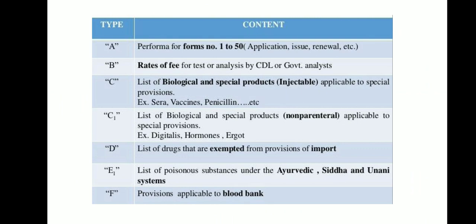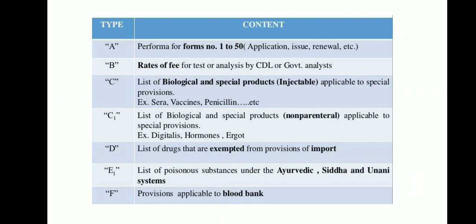First one, Schedule A. A is for application forms. They are the different application forms. Schedule B refers to the rates of fee when we are doing test or analysis. That is rates of fee. So Schedule A is for application forms, and Schedule B is for rate of fees.